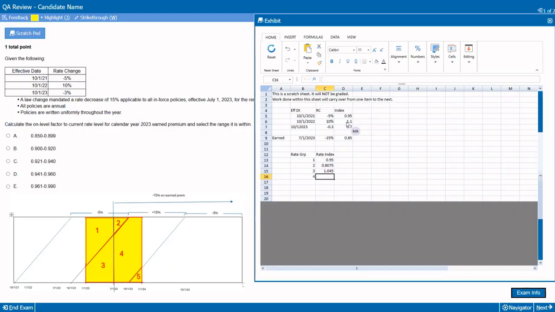Section 4 has the 5% rate decrease, the 10% rate increase, and the 15% rate decrease on all in-force policies. And then the last section, section 5, has all of the rate changes included.